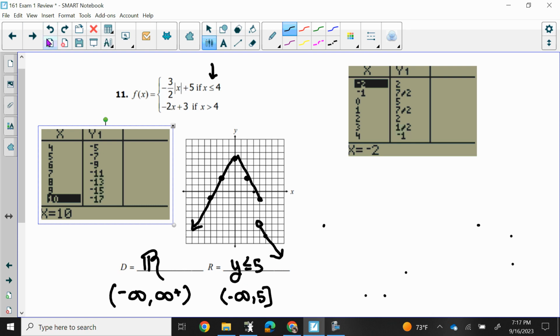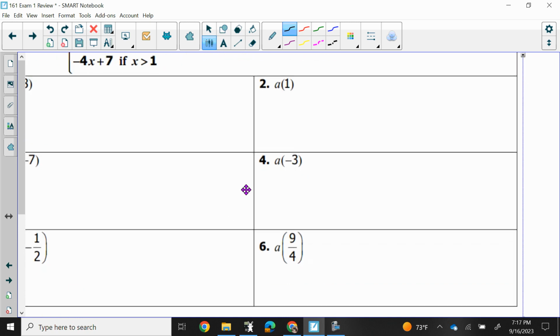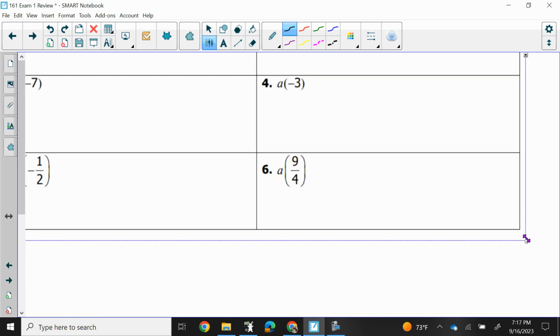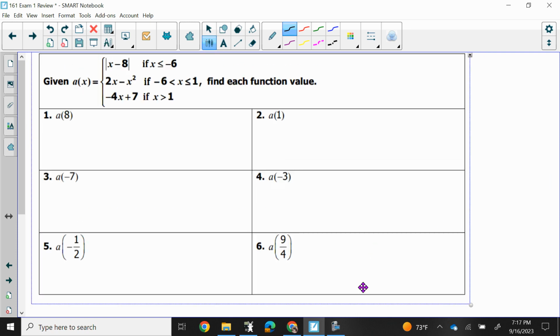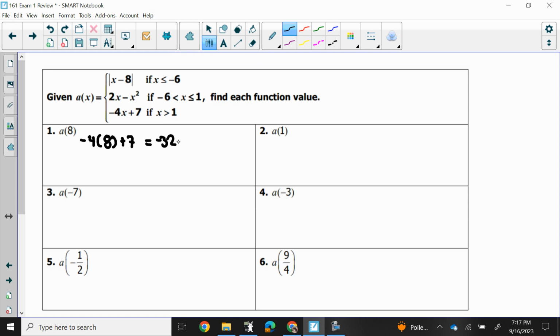I'm also going to give you a piecewise function where you have to evaluate it given certain values. Okay, so if a is 8, that is the value that's greater than 1. I'm going to plug it into this equation. So a of x, if x is greater than 1, it's going to be negative 4 times 8 plus 7. So that's negative 32 plus 7, which is negative 25.